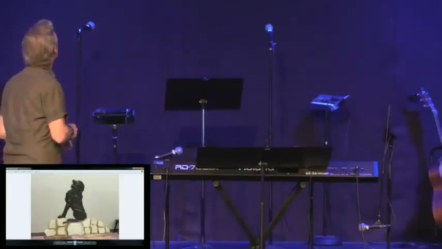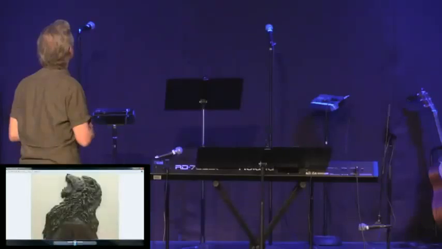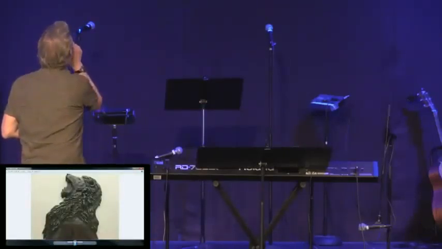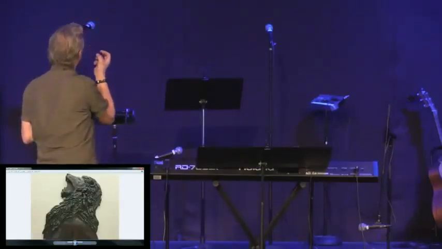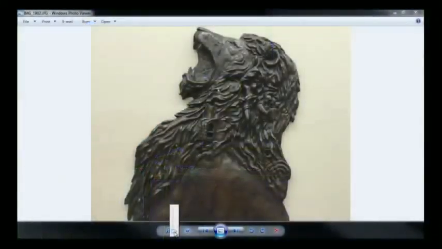Now, if we can get a closer detail within the mane, that would be really good. Okay. You might not see it totally clearly, but it'll be enough there for you to examine the lion himself, because he's on the other side of the wall.